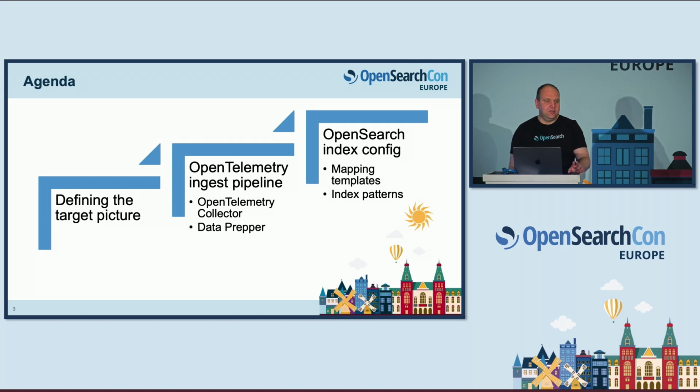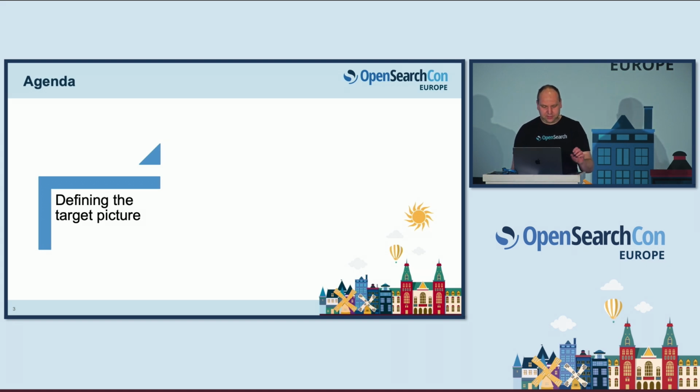And finally, okay, we know now how to push the data to OpenSearch, but how do we organize it in OpenSearch? That is then the final part, like what kind of mapping templates do we use and what kind of index patterns. Okay, start with defining the target picture.